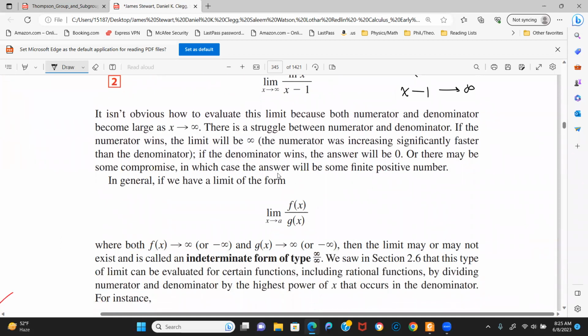In general, if we have a limit of this form right here, where both f of x and g of x go to positive infinity, or they both go to negative infinity, they have to go to the same infinity. If you get that, then you get what's called an indeterminate form of type infinity over infinity. Now, suppose the numerator goes to infinity and the denominator goes to negative infinity. That's not a problem, because you can multiply by a double negative.